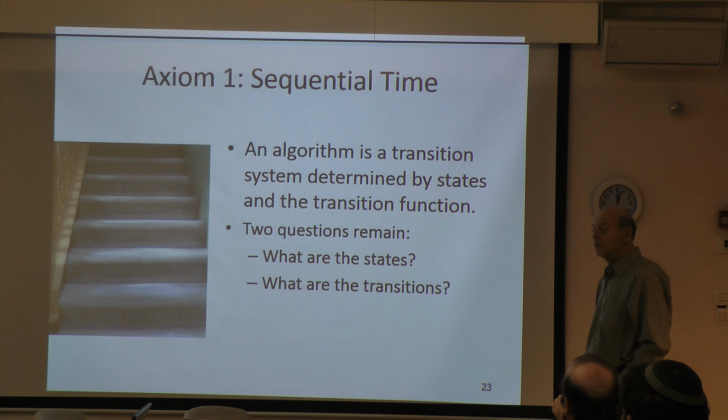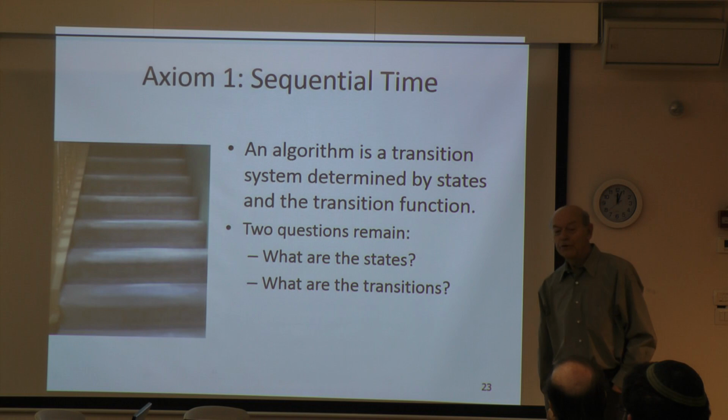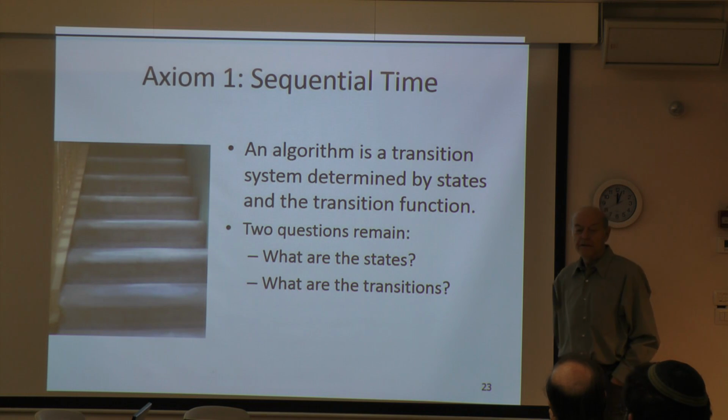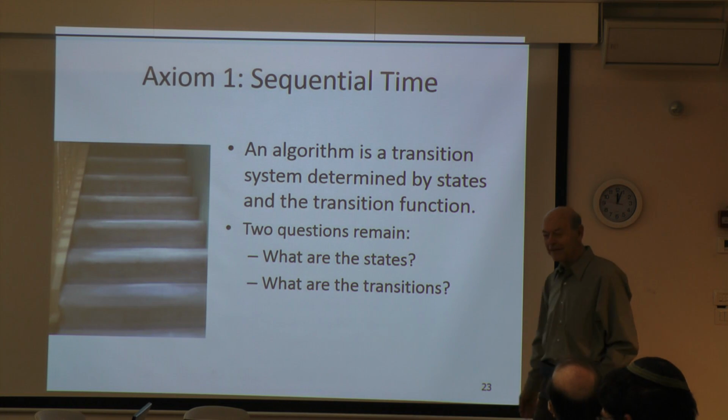As in, I think in the 1960s, Knuth said about AI, there are just two problems in AI. What is A and what is I? So something like that here.